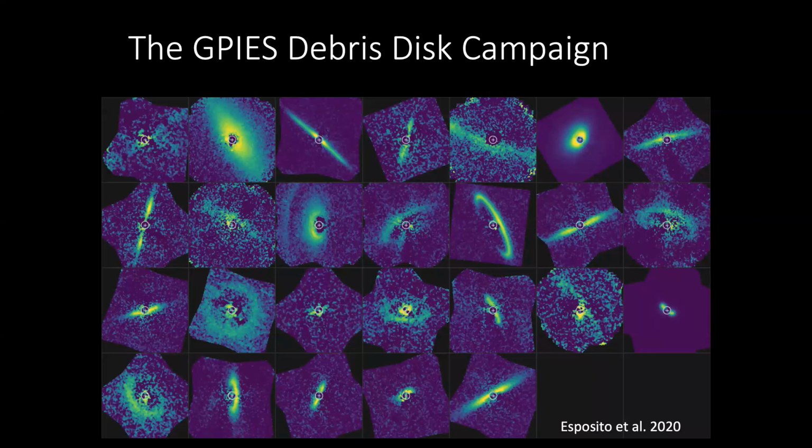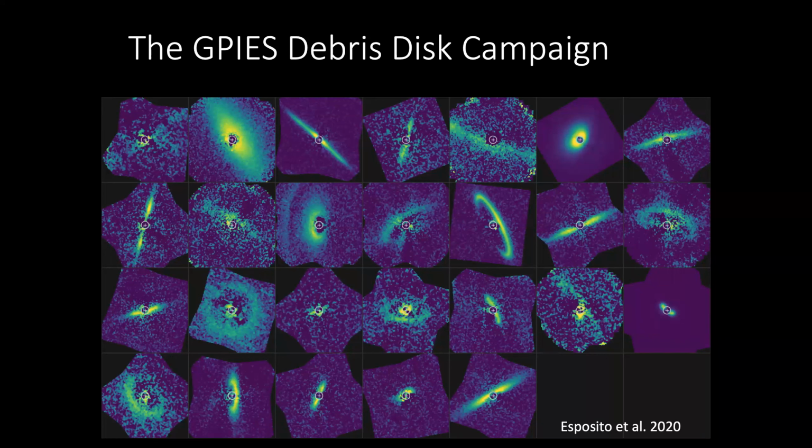And so this has been applied recently in the GPI Exoplanet Survey Debris Disk Campaign. This was a subset of the targets of the GPI Exoplanet Survey, where we looked at a range of disks that had either been previously resolved or had known infrared excess. And you can see a real range of different morphologies. We can see some very edge-on disks like this. We can see some very face-on disks. We can see some smaller disks, and we can see some bigger disks.